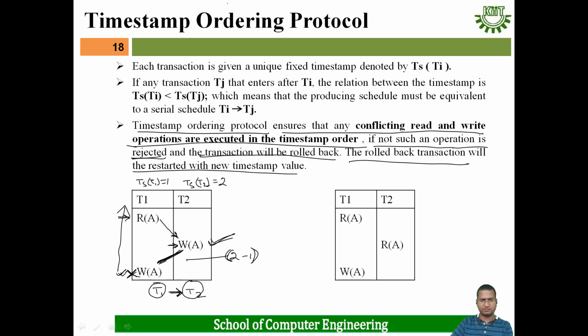Then suppose after some time, this T1 transaction is scheduled again. What does the T1 transaction do? It does read A, then write A. In this case, just see T2 with timestamp 2. Now the timestamp of this T1 transaction will be 3. Then what will the timestamp ordering protocol say here? Between T2 and the new T1, the ordering will be from 2 to 3, that is T2 to T1.